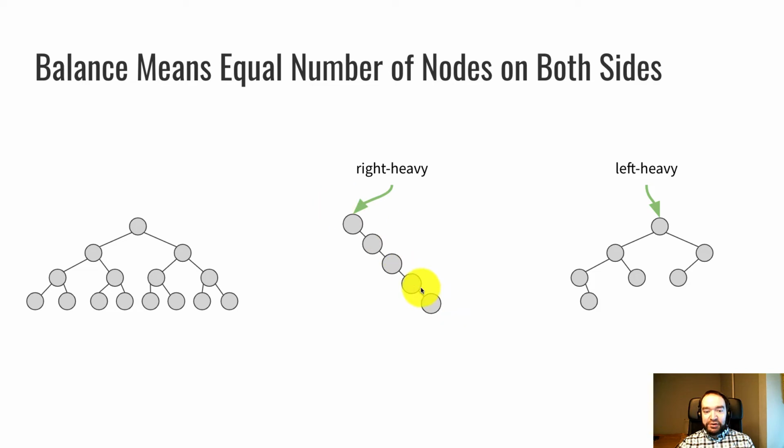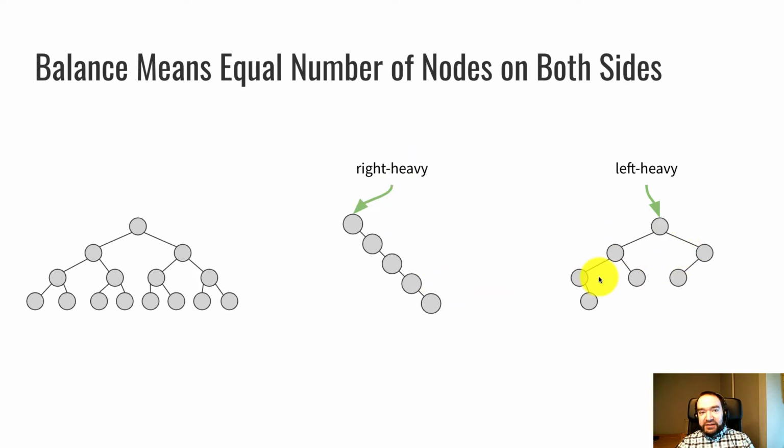For example, this is the worst case tree here. If we look at the balance situation at the root, there are 0 nodes on the left and all of the other nodes are on the right. And so that's a very imbalanced situation. It would be more balanced if it was more even, like about equal numbers on either side. We would call that right heavy. There's too many nodes on the right.